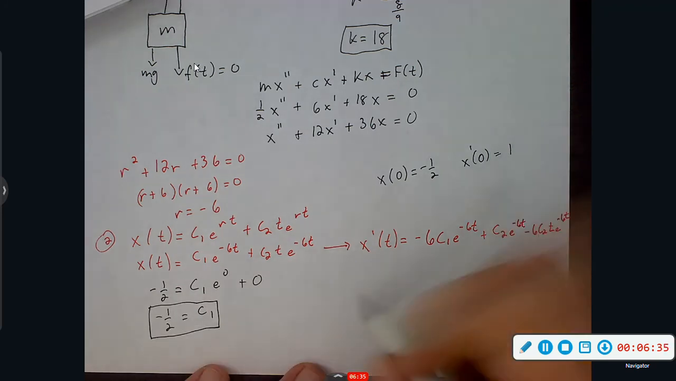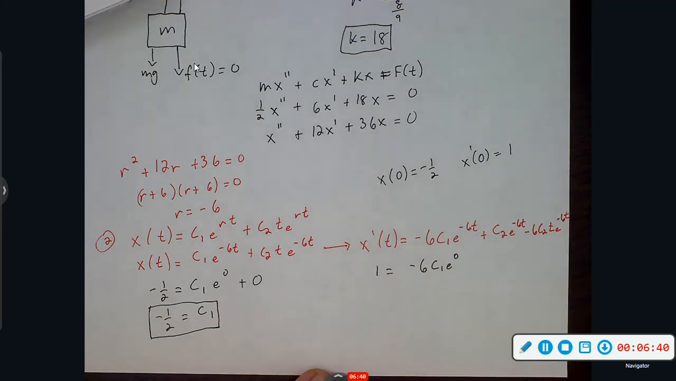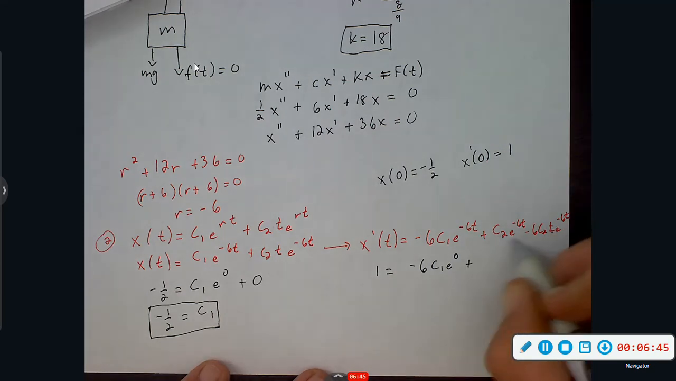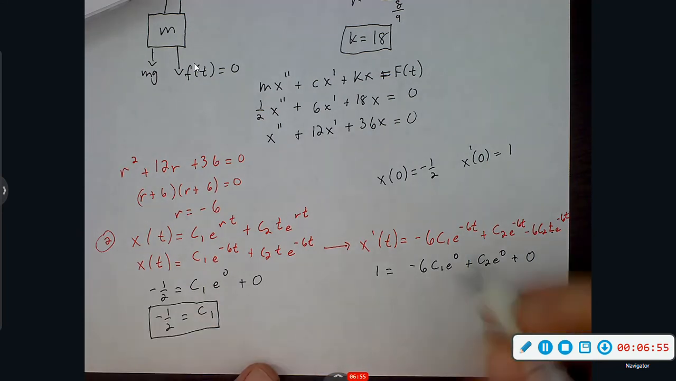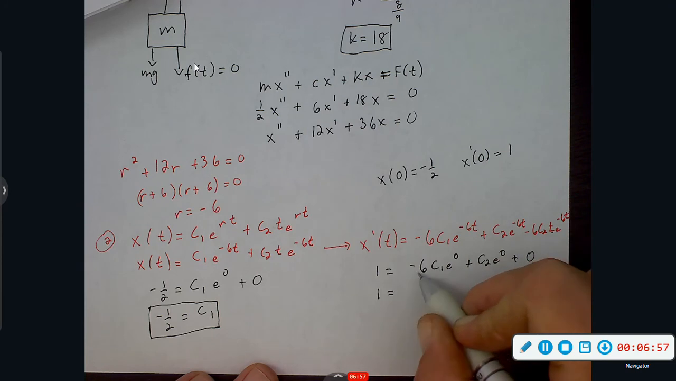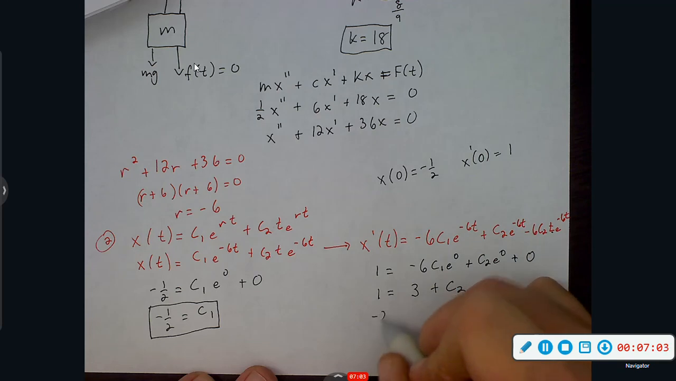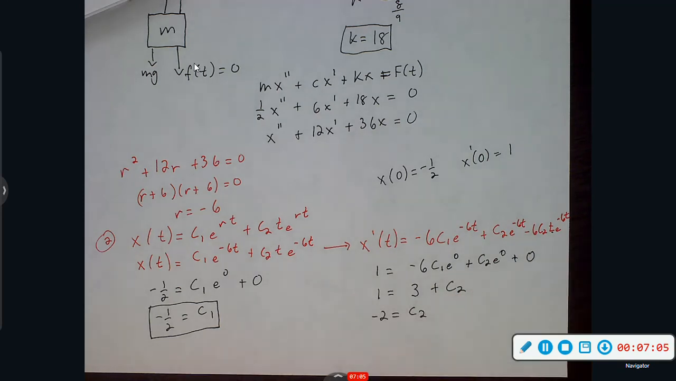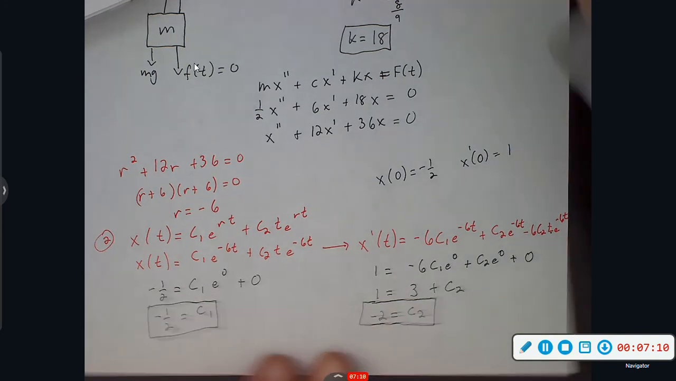So plugging in, 1 equals negative 6 C1 e to the 0. So we will keep track of that C1, and then obviously that one's going to 0, but this one is not. So C2 e to the 0, minus 0, plus 0, because why not? All right, so we know C1 is negative 1/2. So plugging in negative 1/2 times negative 6 gives us 3. And it's just a little bit of arithmetic from there. C2 equals negative 2. And now we have our final C values.